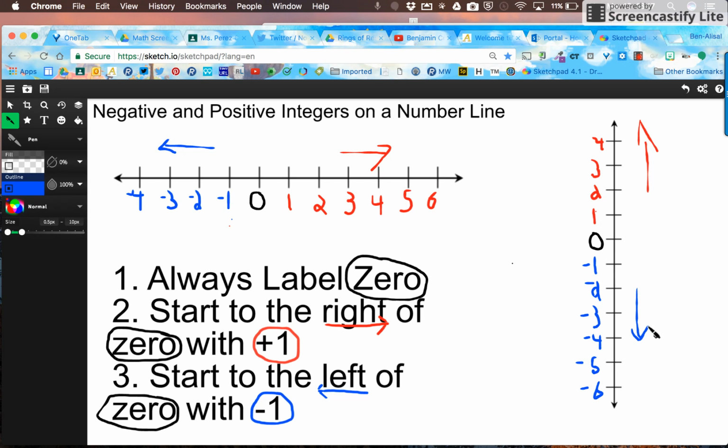A positive integer being something like 1 and a negative integer being something like -1. Now it's going to be your turn to create this same video. Ready? Go.